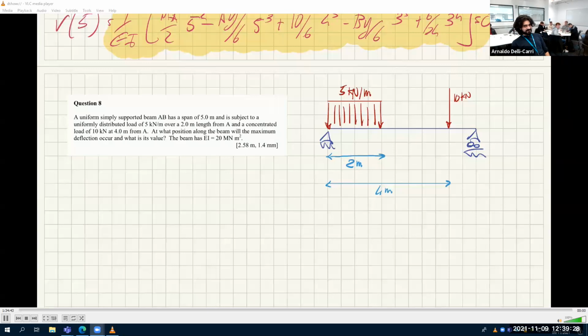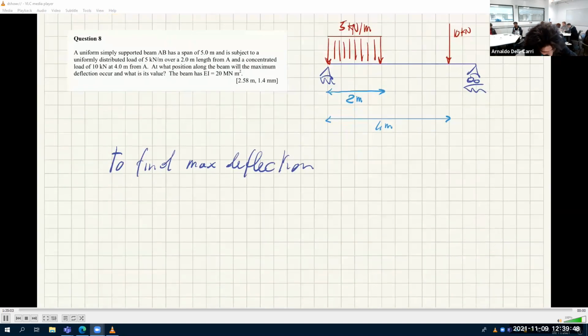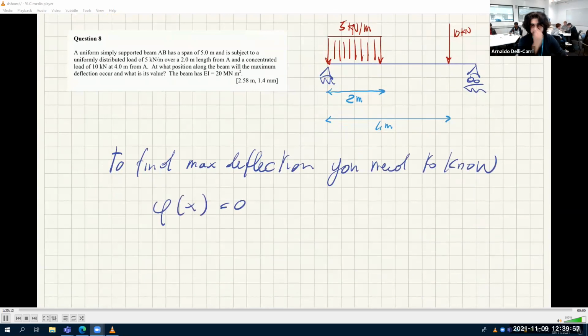What is 0? So this is the first derivative. After we integrate once, this has to be 0. Okay, so the slope. Yeah. So to find the maximum deflection, you need to know phi of x equal to 0. Here you should also check the domain limit. Yeah, of course.